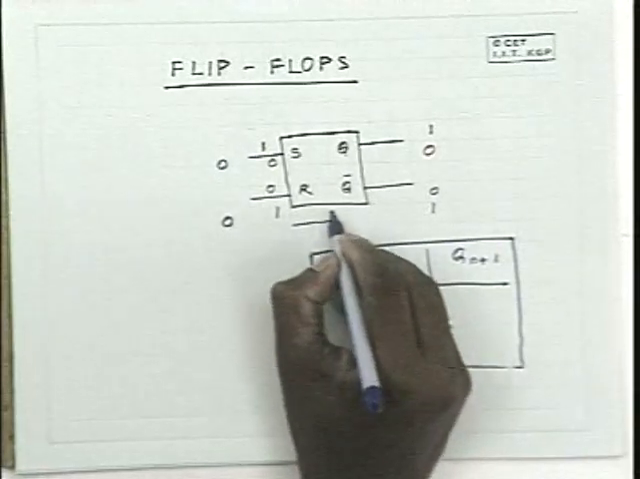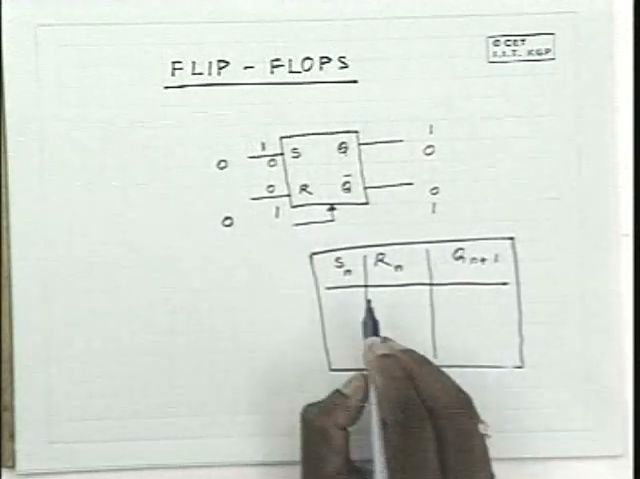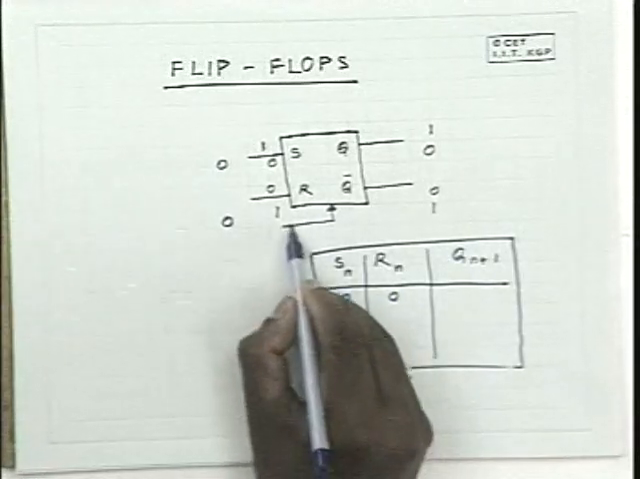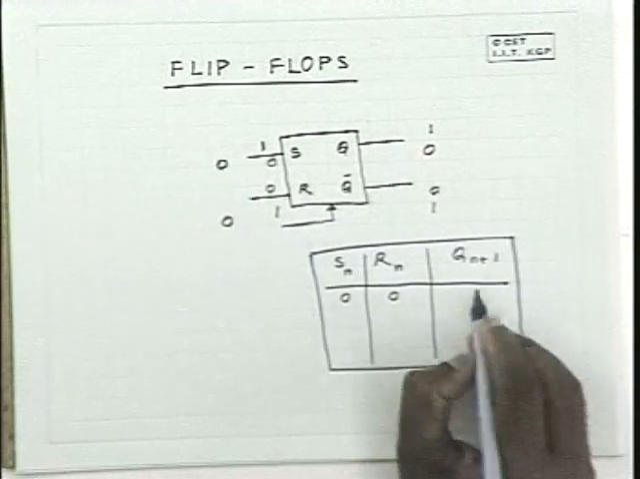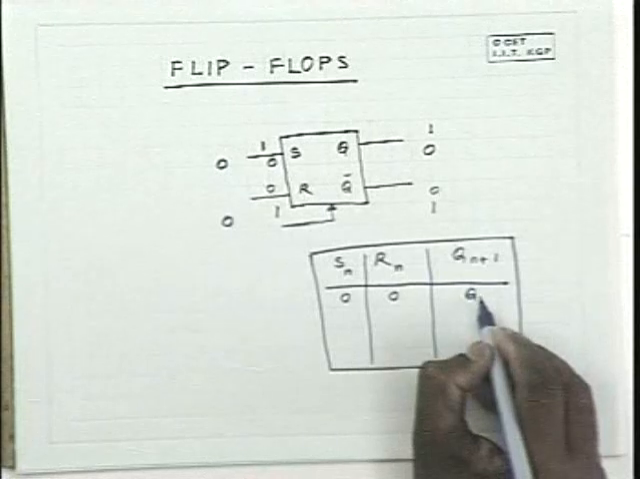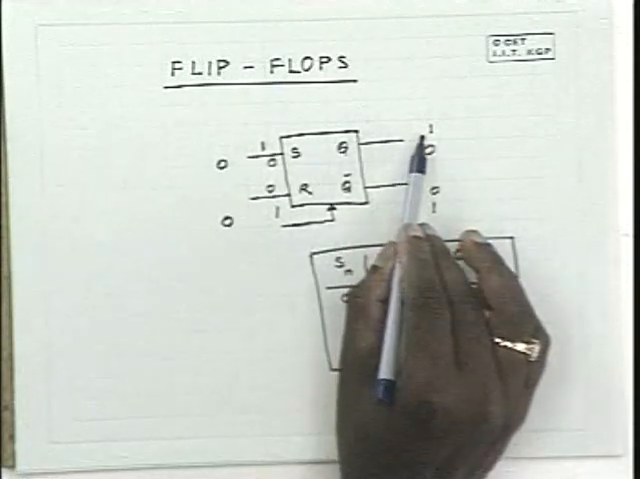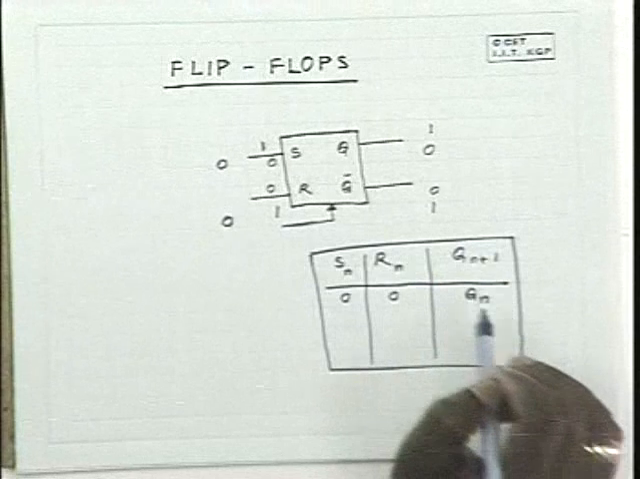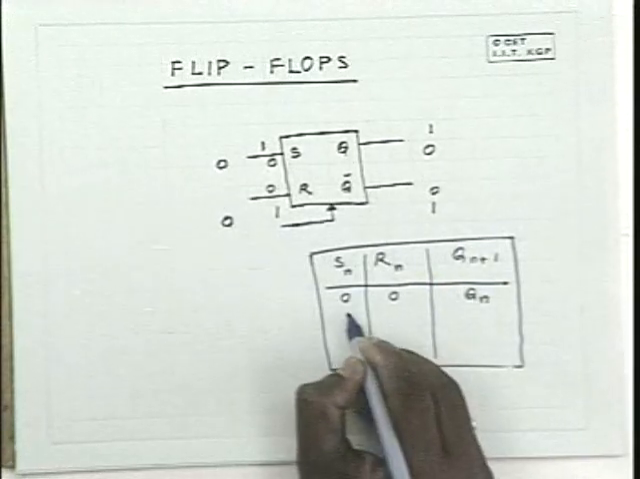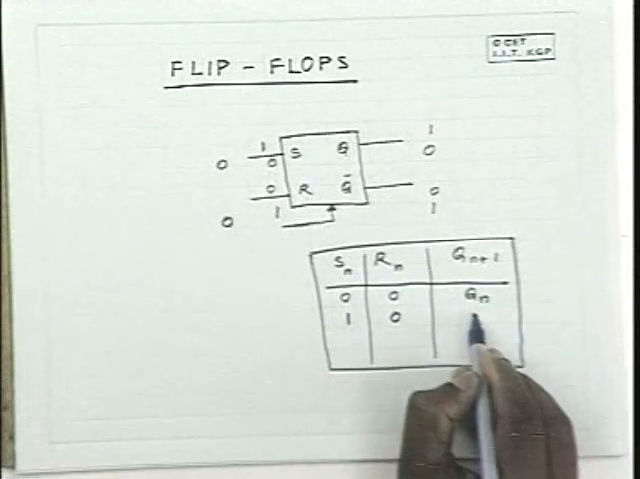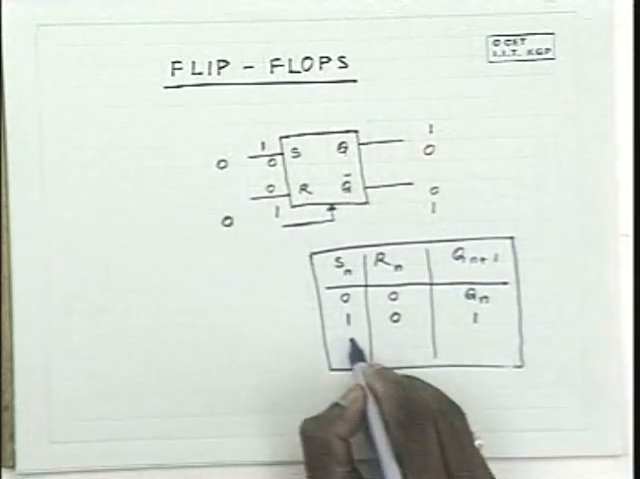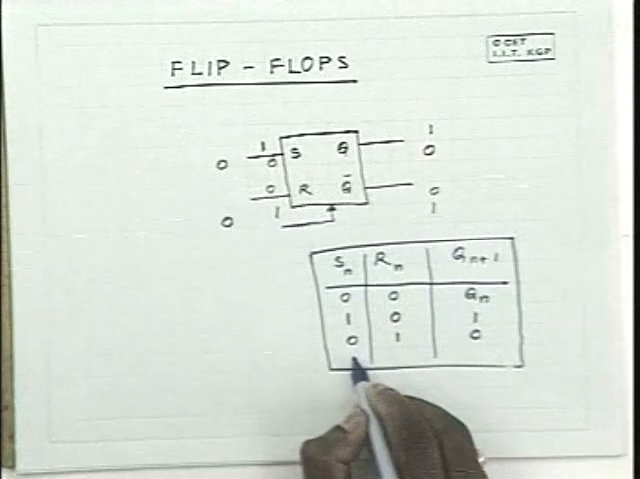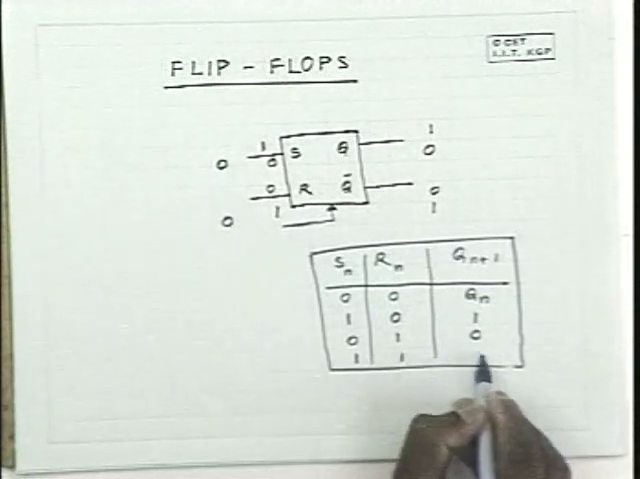Ideally, it has a clock also, a clock applied to it. Now, when Sn is made to be 0 and Rn is also made to be 0, and then a clock pulse is applied, even after the clock pulse, it will remain in the same state. If Q happens to be 1, Q will continue to be 1. If Q happened to be 0, Q will continue to be 0. Now, if set is 1 and reset is 0, Qn plus 1 will be 1. If this is 0 and reset input is 1, Q will become 0. And for the 0, 0 state, for the 1, 1 state, output is not defined.